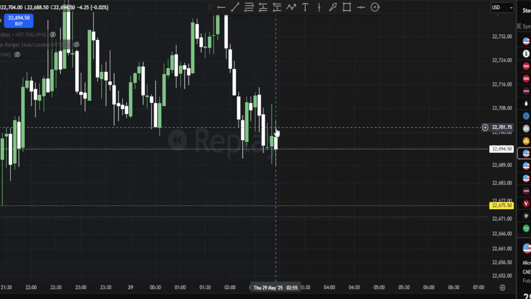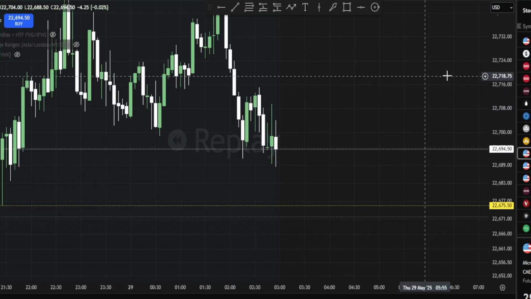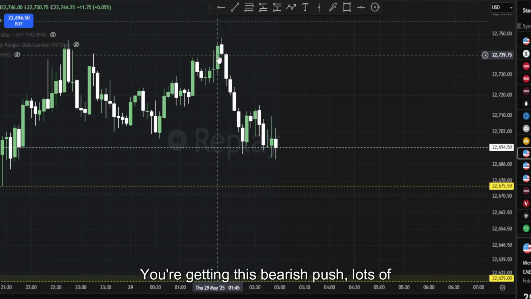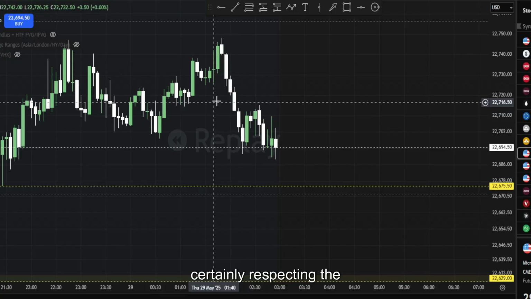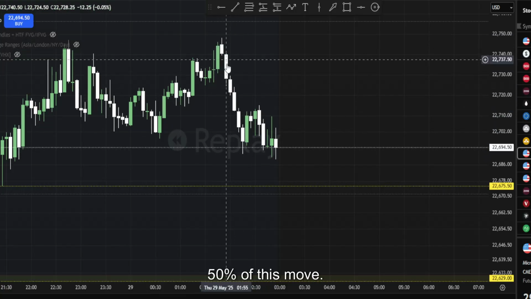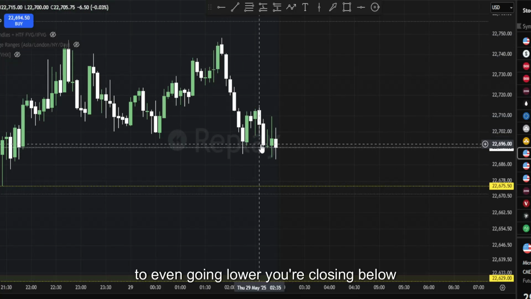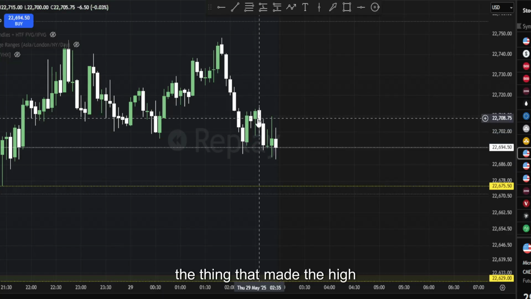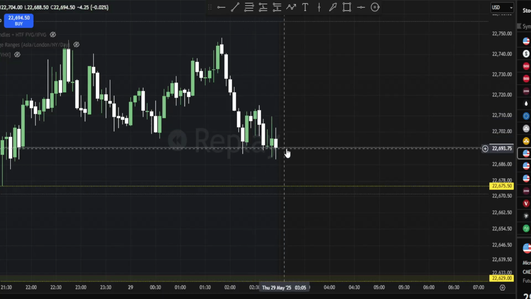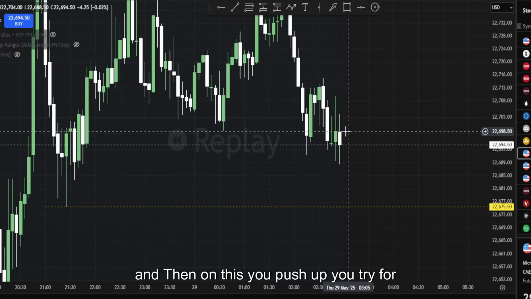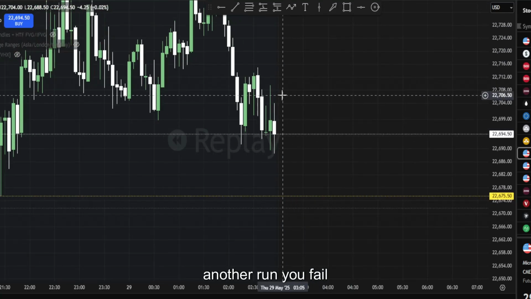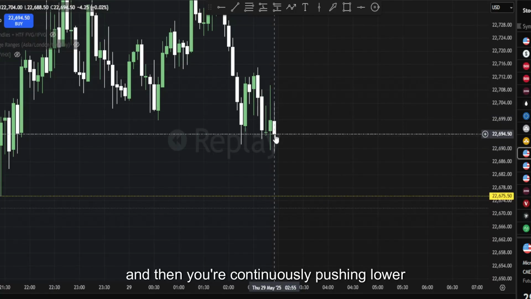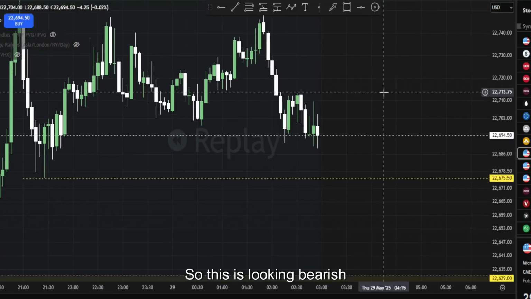Because one, I've looked at the charts for years, many years, and this is just bearish. You're getting this bearish push, lots of fair value gaps. You're certainly respecting the 50% of this move to even going lower. You're closing below the thing that made the high. And then on this, you push up, you try for another run, you fail, and then you're continuously pushing lower. So this is looking bearish.